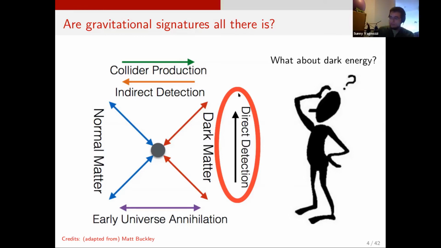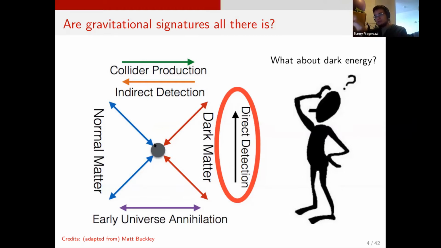Okay, so in this talk, I'm going to be interested mostly in direct detection in the first part, which I recall is the scattering between dark matter and normal matter. You look for the products of this scattering. So the question is, this is the state of the art for dark matter. Can we do something similar for dark energy? And the first question you have to ask yourself is, this relies on dark matter and normal matter talking to each other.